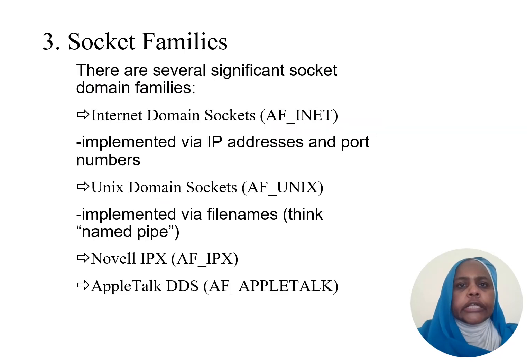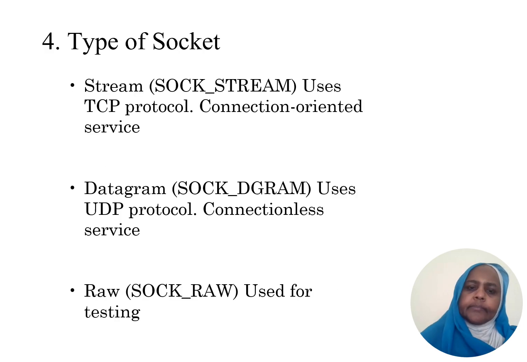There are several socket domain families. The most important ones are Internet domain sockets implemented via IP addresses and port numbers, Unix domain sockets implemented via named pipes, Novell IPX sockets, and AppleTalk sockets. The socket types are stream sockets, used by the TCP protocol for connection-oriented service, datagram sockets, used by the UDP protocol for connectionless service, and raw sockets used for testing.